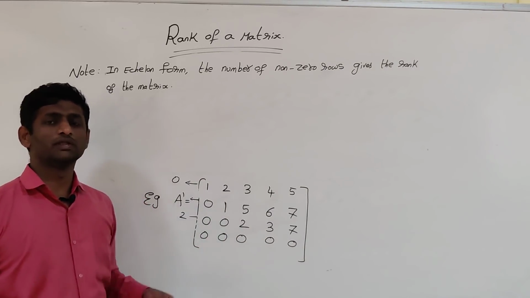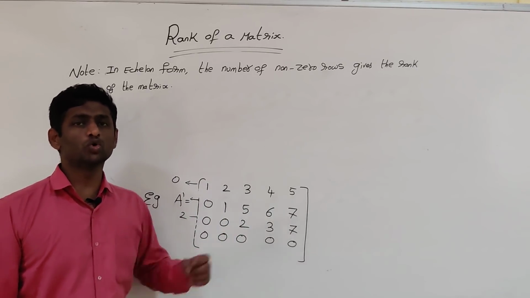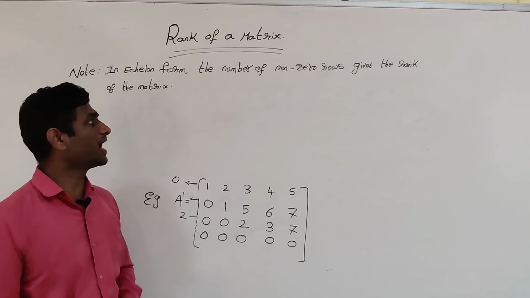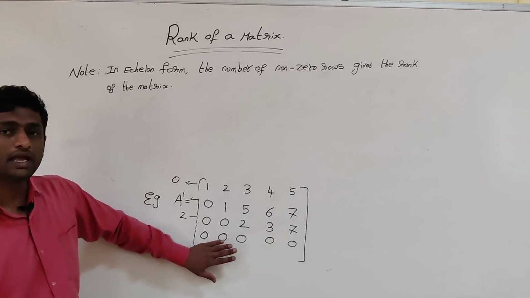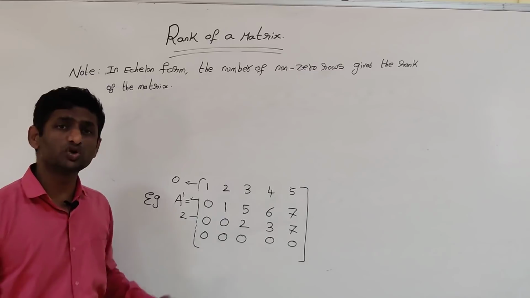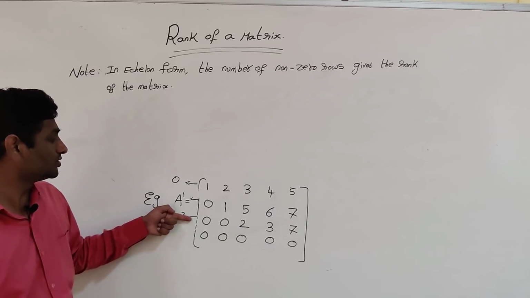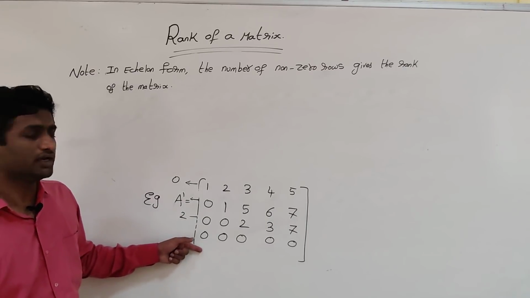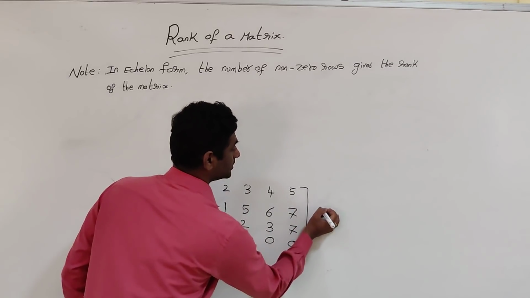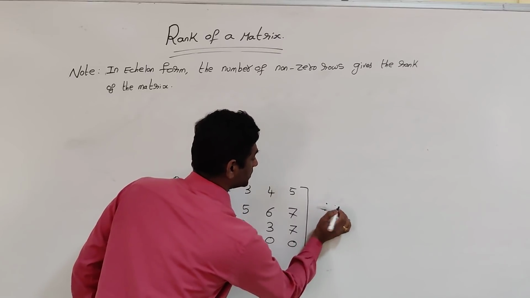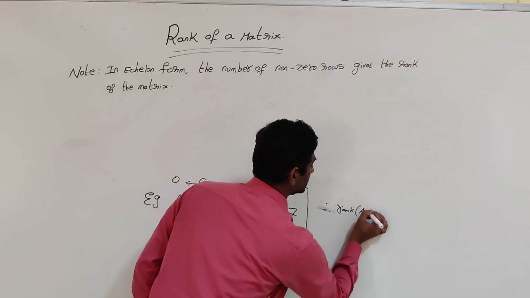So in echelon form, the number of non-zero rows, meaning rows other than zero rows, gives the rank of the matrix. As this is an example of echelon form, how many non-zero rows are there? There is a first non-zero row, second non-zero row, third non-zero row, and the last is a zero row, so it is not counted. So 1, 2, 3, total 3. Therefore the rank of this matrix is 3. So rank of A is 3.